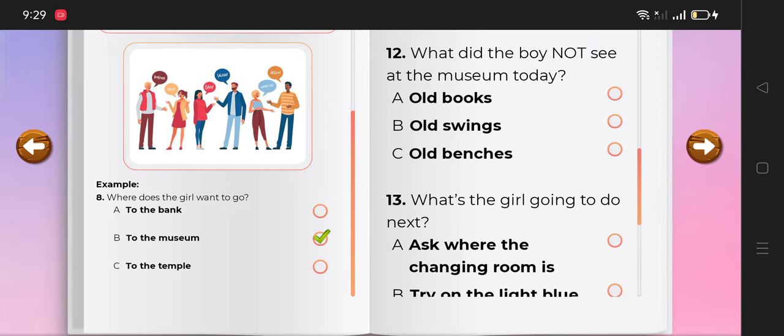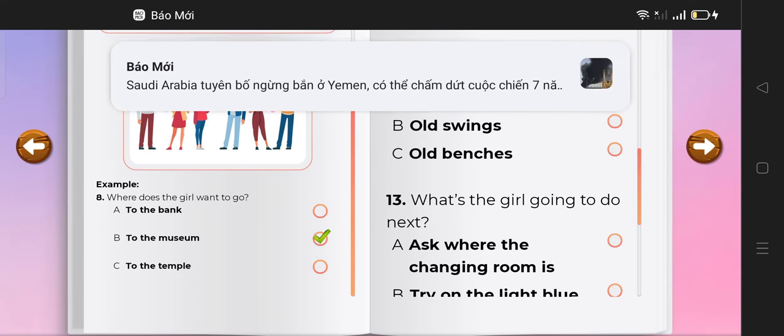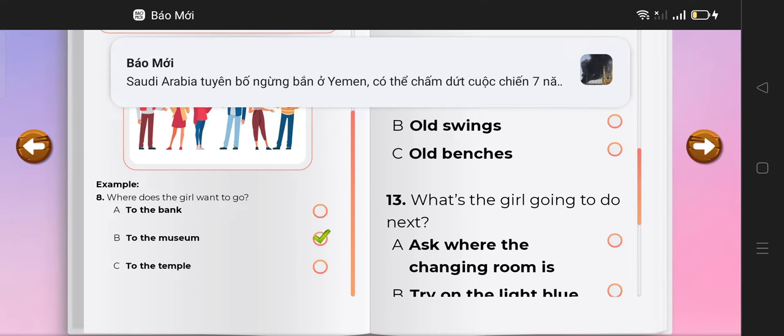What did the boy not see at the museum today? A. Old books. B. Old swings. C. Old benches.